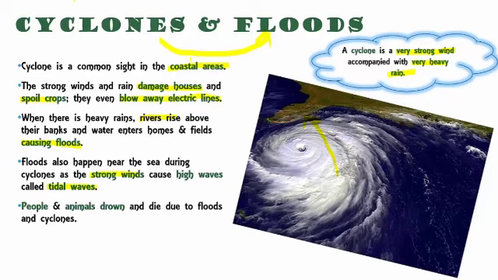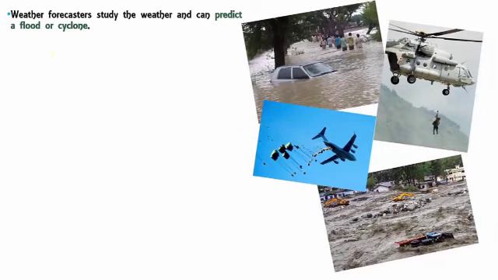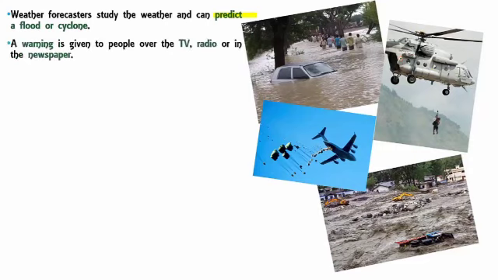Now, because of cyclones and floods, people as well as animals die. Also, there is a lot of damage that is caused to life as well as property. Now, weather forecasters often can predict a flood or a cyclone because they are monitoring the earth from above through a satellite, and they know the kind of movements of air and water that happen around us. And when they see that there is a cyclone approaching, a warning is given to people either on TV or on radio or through newspapers. So they raise a warning saying there is a cyclone nearby, so people prepare.